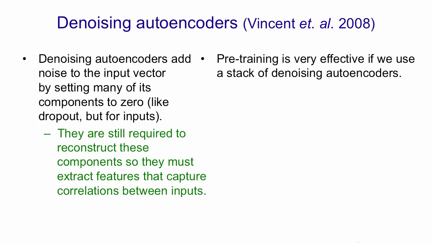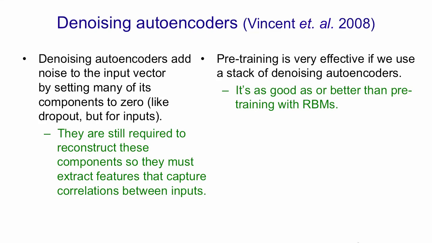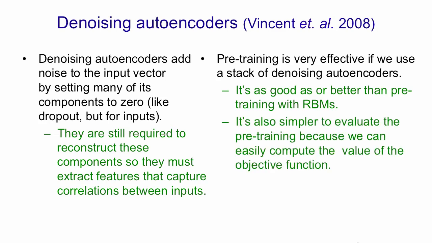If we use a stack of denoising autoencoders, pre-training is very effective. There are some cases in which RBMs still work better, but in most cases denoising autoencoders are more effective. It's also much simpler to evaluate the pre-training using a denoising autoencoder, because we can easily compute the value of the objective function. When we pre-train a restricted Boltzmann machine with contrastive divergence, we can't compute the value of the real objective function we're trying to minimize, so we often just use the squared reconstruction error, which is not actually what's being minimized.